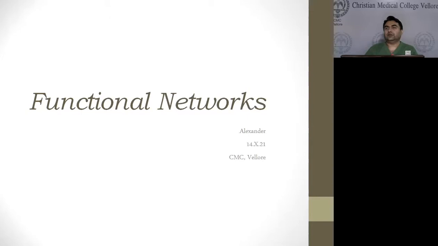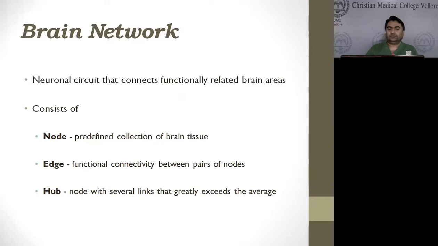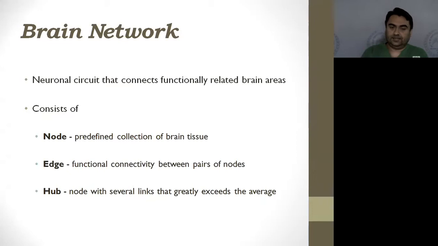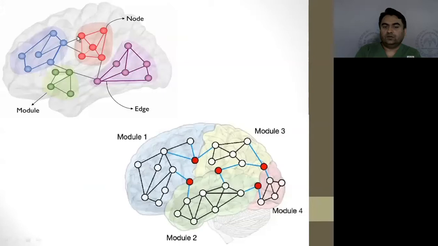Okay, so to start off with, functional brain networks. What is a network in the brain? It's a neuronal circuit that connects functionally related brain areas. Primarily it has a concept and a model where there's a node, an edge, and a hub. So what is a node? It is a predefined collection of brain tissue. So these are all single nodes, which are collections of tissues which have the same function.